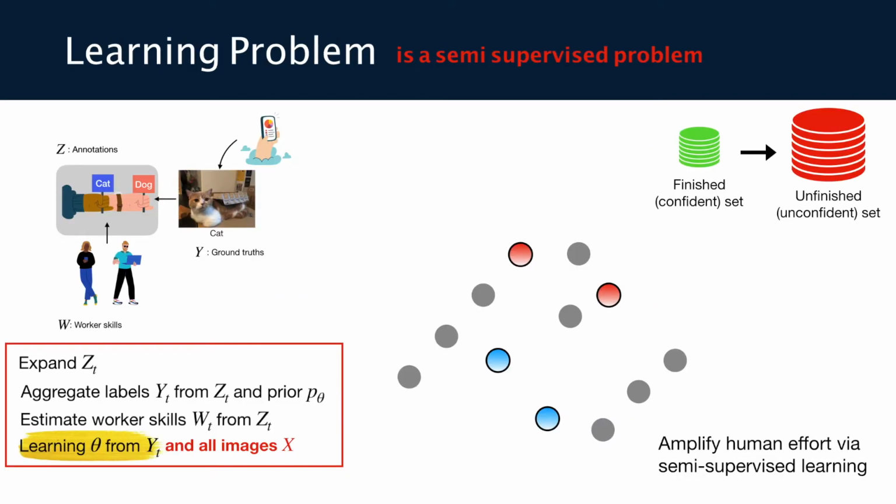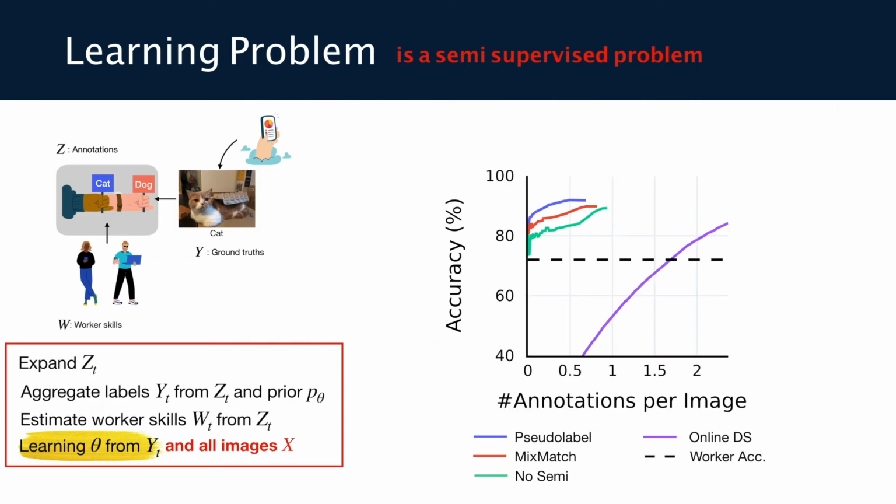The learning problem in online labeling can be regarded as a semi-supervised learning problem. We can treat data in the unfinished set as unlabeled data, and propagate human efforts from the finished set to the unfinished set. We try 2 different semi-supervised learning approaches, pseudo-labels and MixMatch. Pseudo-label reduces the number of annotations by 70% over prior work.